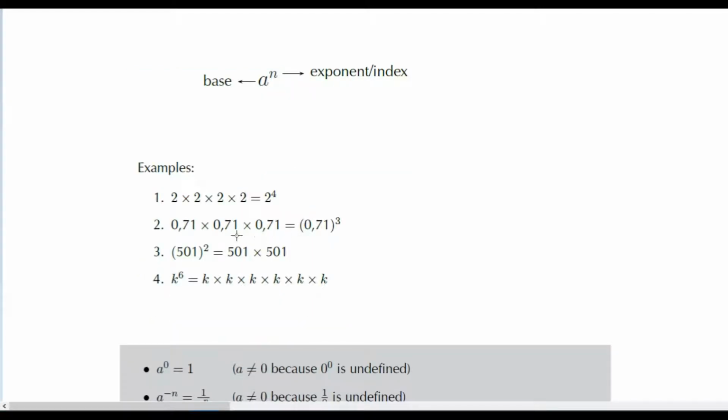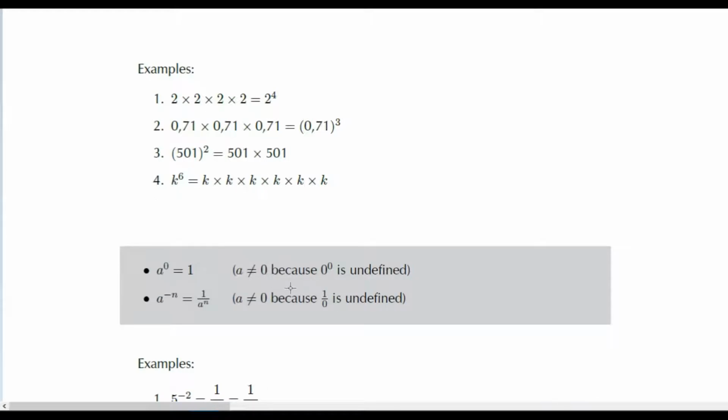So if we look at an example, we have the number 2, which in this case would be our a. 2 is our a, and n would be 4, because you see that we have 1, 2, 3, 4 twos. So another way of writing 2 times 2 times 2 times 2 is 2 to the 4. And this happens with any other number as well, like even decimal numbers, like 0.71 times 0.71 times 0.71 is the same thing as 0.71 cubed, or to the power of 3. And these are just more examples. 501 squared is the same as 501 times 501.